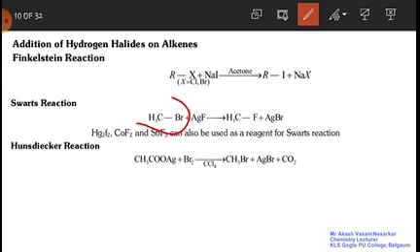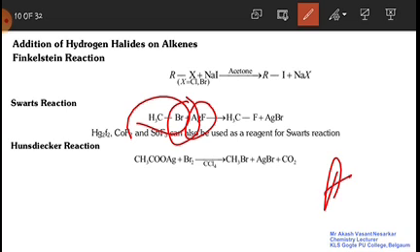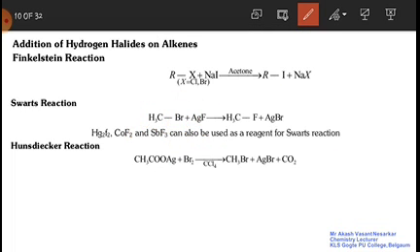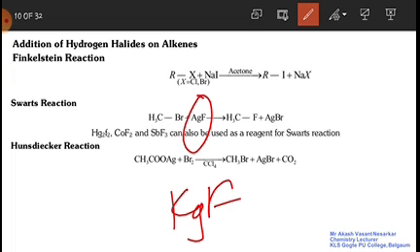So this is your alkyl bromide, CH3Br, methyl bromide. If you use AgF, then what is the byproduct? AgBr, and what remains is CH3F. So it is a very beautiful reaction. If we have to prepare the fluoroalkane, then we have to carry out the Swarts reaction. Remember AgF. And how to remember this reaction?